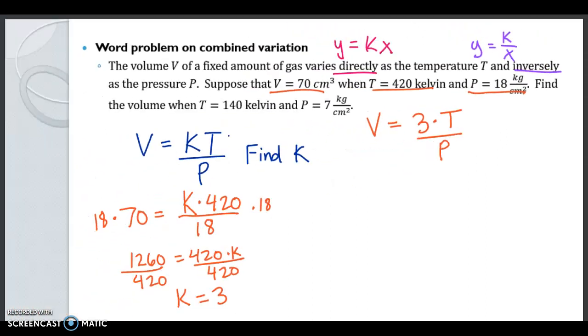My question is, can I find the volume when T is 140 and P is 7? Well, yes, because those are the only two missing pieces I have in my equation here. So volume equals 3 times 140 over P, which is 7. So what's my volume? When I multiply this out and divide by 7, it is 60.